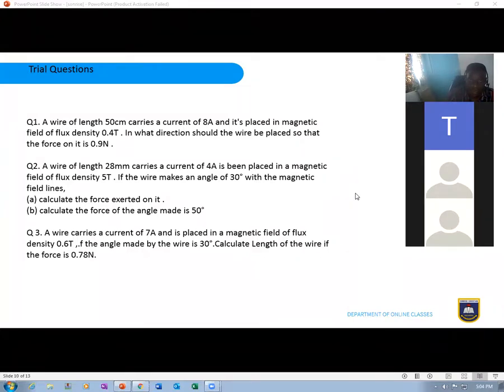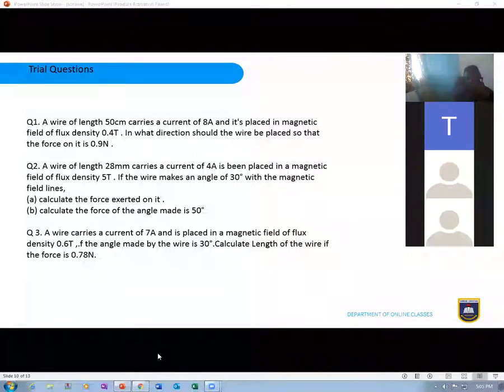Now let's continue to the third one. No, the B aspect. Sorry, the question over there: calculate the force if the angle made is 50 degrees.